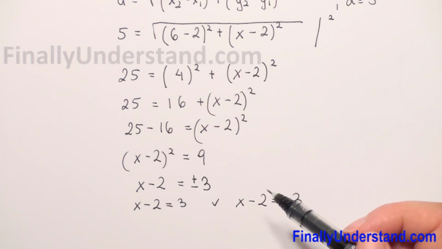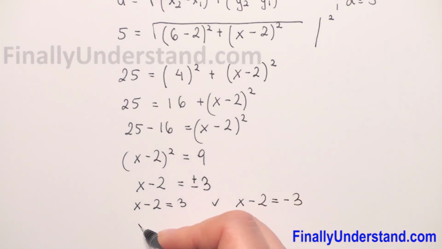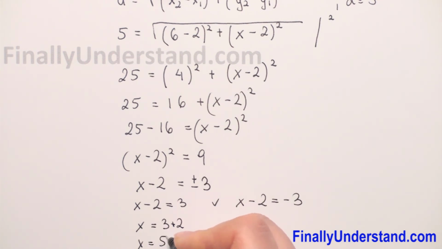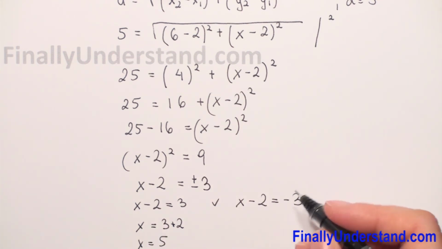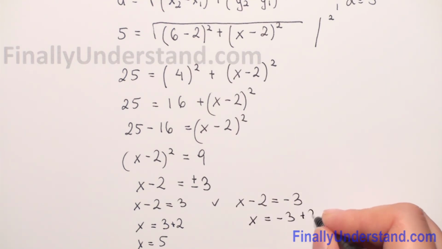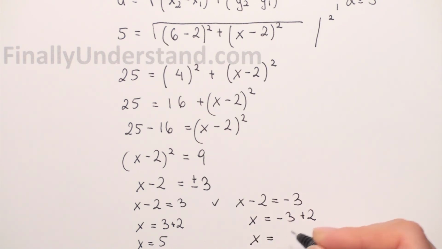So now what will be? I will move negative 2 to the right side, so it will be 3 plus 2. So x is equal to 5. Or the second equation we need to solve: x minus 2 is equal to negative 3, negative 2 to the right, so it will be positive 2. So x is equal to negative 3 plus 2, which is negative 1. We got two solutions: x equals 5 and x equals negative 1.